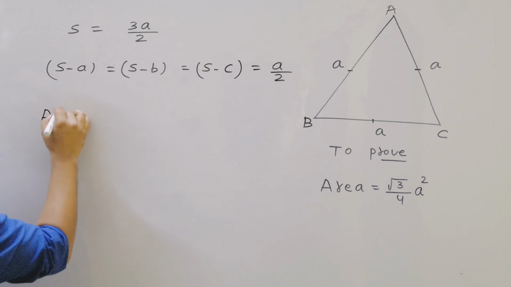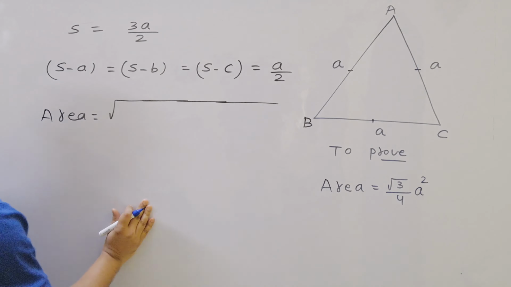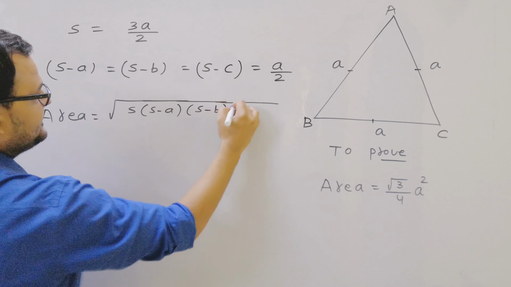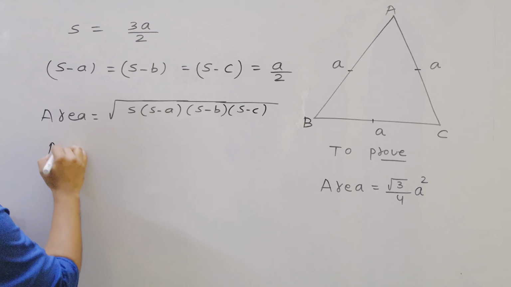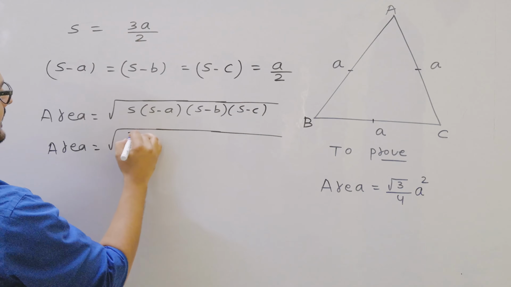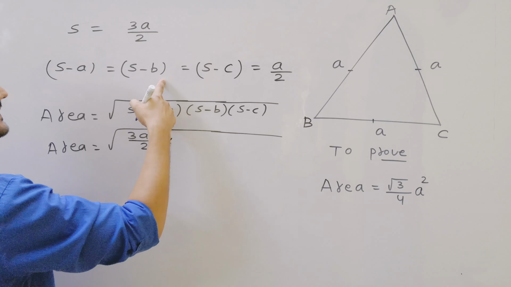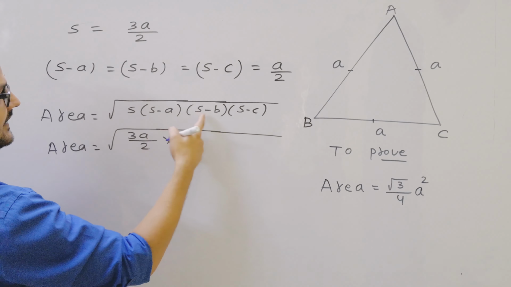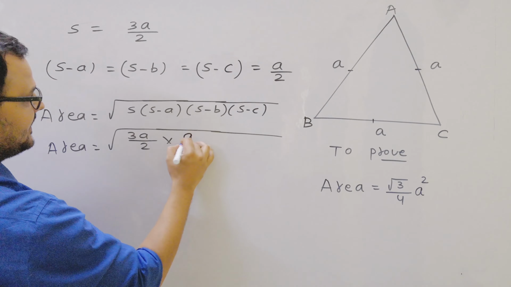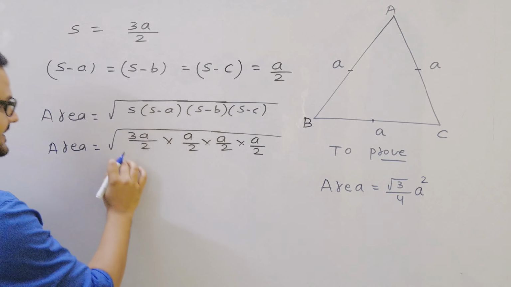Now I am going to use Heron's formula. The area of a triangle using Heron's formula is root of s into s minus a into s minus b into s minus c. So it's going to be s, we have 3a by 2, into s minus a, s minus b, s minus c. For all these three, I am going to write a by 2, a by 2, a by 2, into a by 2. This is under the square root.